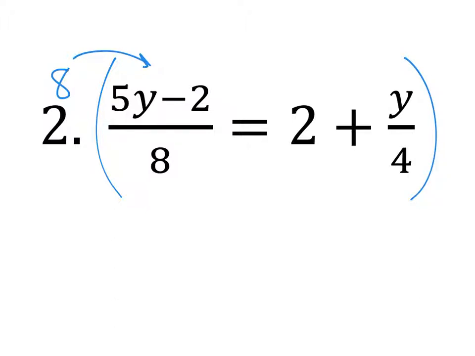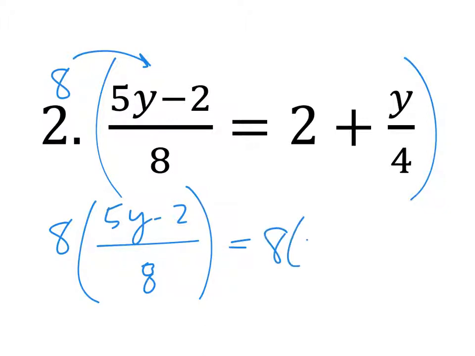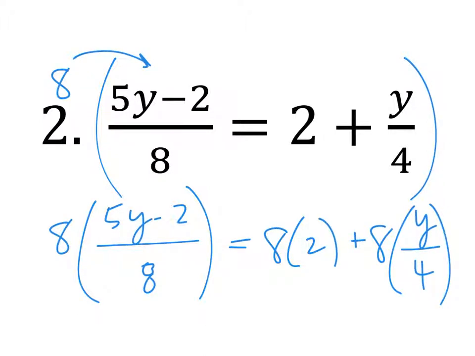Now, what happens when you're multiplying by 8? You're essentially canceling out the denominator, okay? So you're basically saying I am distributing 8 to everything. So that is 8 times this whole term. 8 times 2 plus 8 times y over 4. And then you're basically simplifying that. Okay, so go ahead and finish this. Let me check it.